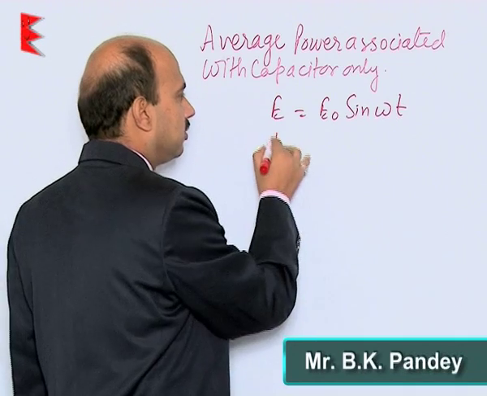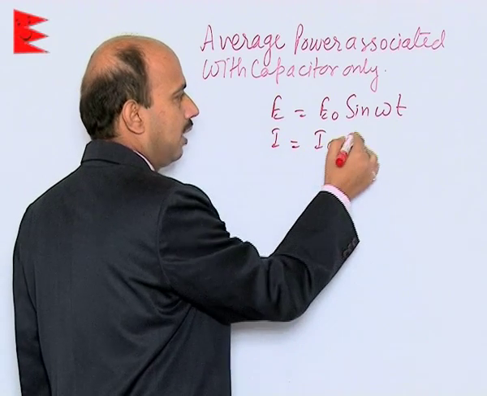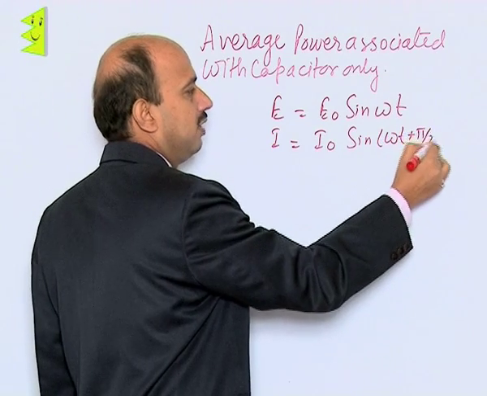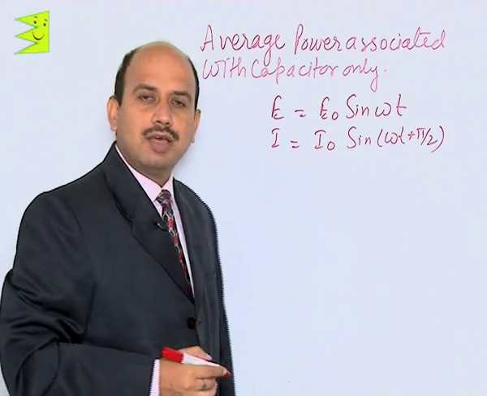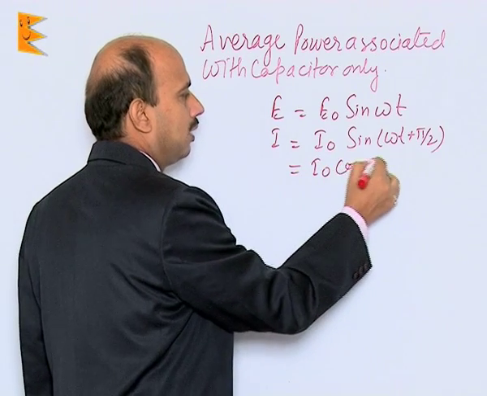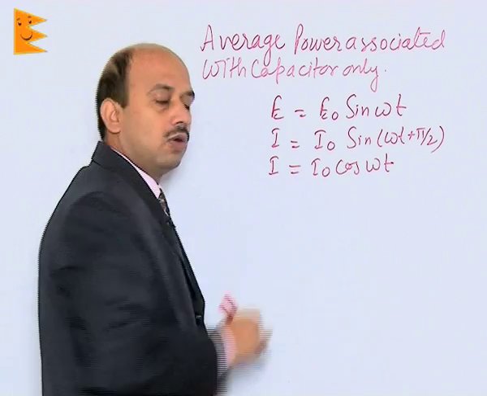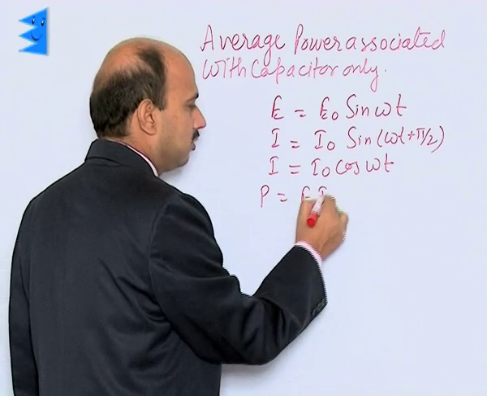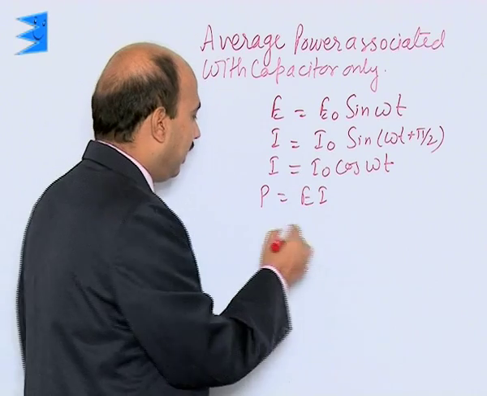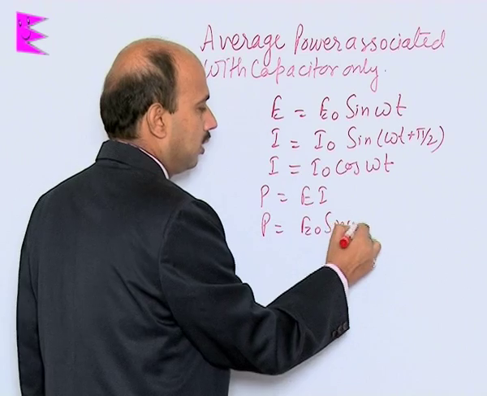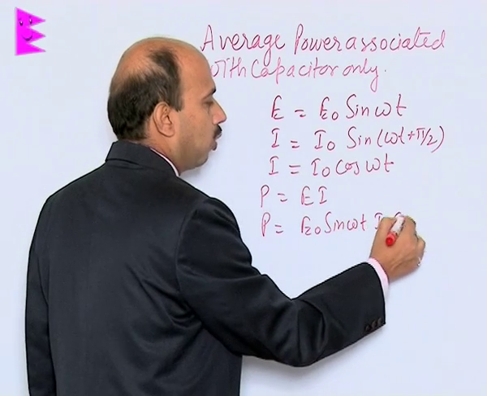and current at any instant we have already calculated, that is I naught sin(omega t plus pi upon 2), that is a phase difference of 90 degrees. Current is ahead, so we can write I naught cos omega t also. So now the power consumed at any instant, power is equal to E into I, that is instantaneous power, and that can be written here: power is equal to E naught sin omega t times I naught cos omega t.